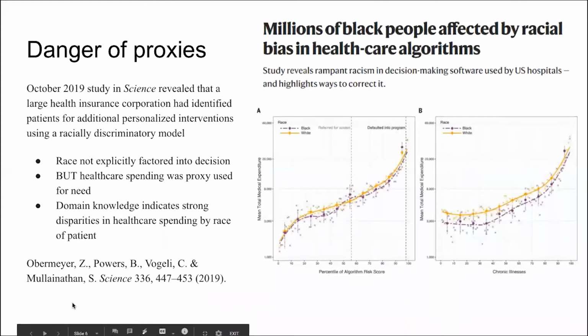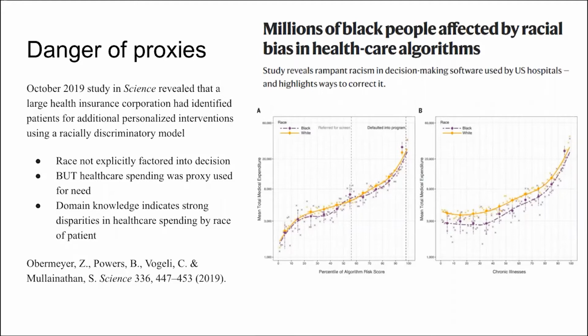Why is that? Well, there are many reasons for this. One is the danger of proxies. So as recently as last October, just a year ago, there was a big study in Science. And what these authors found, Obermeyer et al., was that a very large health insurance company in the United States had unintentionally built a racist decision-making algorithm.